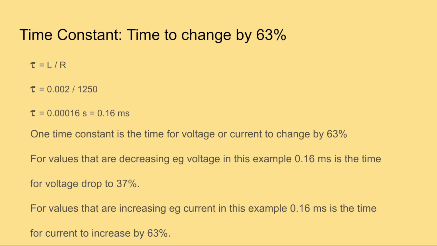If you get an inductor in DC circuit question in the exam, one of the things you're often asked is about the time constant. The time constant is the time for voltage or current to change by 63%. This is the same definition as you have for capacitors as well, but the equation is slightly different. It's the inductance divided by the resistance. In our example circuit back on slide 7, that works out to be 0.16 milliseconds, so quite a short time in this case. So one time constant is the time for voltage or current to change by 63%.